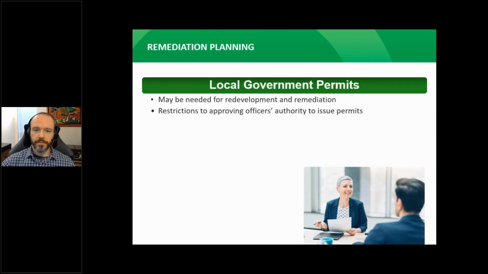On this slide, we'll cover the role of local government permits related to remediation. Local government permits may be needed to move forward with redevelopment and remediation. When the site disclosure statement is submitted to the registrar, restrictions may be placed on the approving officer's authority to issue development or building permits. Next, please.